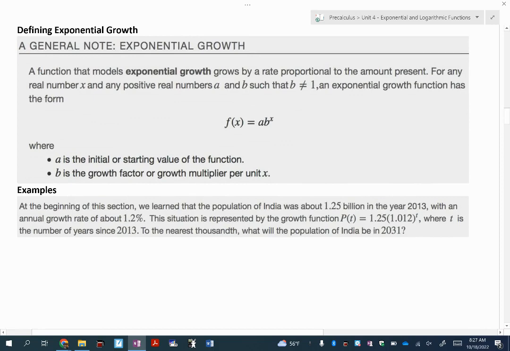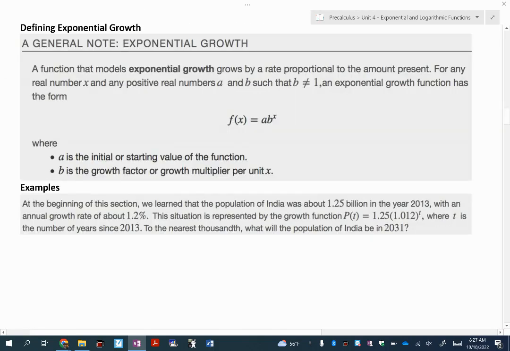Okay, so as I mentioned, we're going to be focused a lot on exponential growth first. All right, so the only thing that makes it exponential growth is that your base b is going to be greater than 1. Right, that's it. If your base is between 0 and 1, so most likely a fraction between 0 and 1 or a decimal, then that's going to be exponential decay.